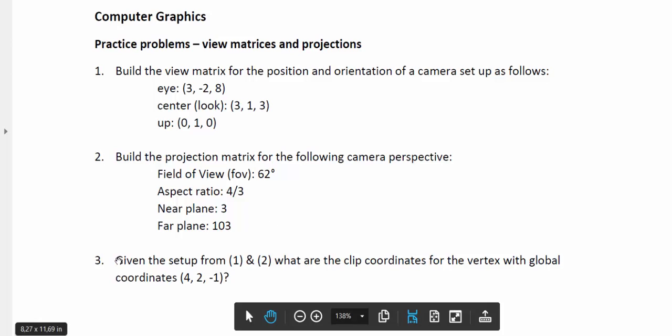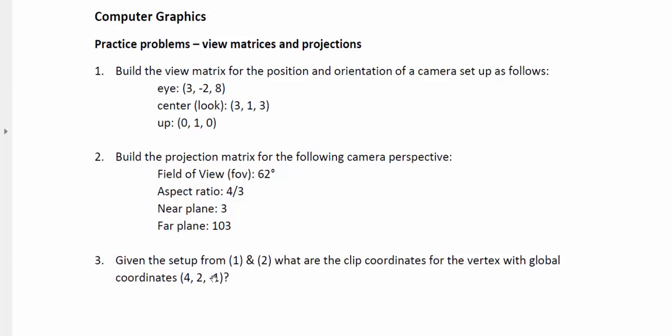So finally we have 3 here. Given this setup from 1 and 2, what are the clip coordinates for the vertex with global coordinates 4, 2, minus 1? So imagine that the global coordinates come from already having multiplied this with the model matrix, or maybe we just imagine that the model matrix is unchanged, so we're just putting our coordinates straight into global coordinates, so we have the same coordinates as the camera is set in and the lights are set in.